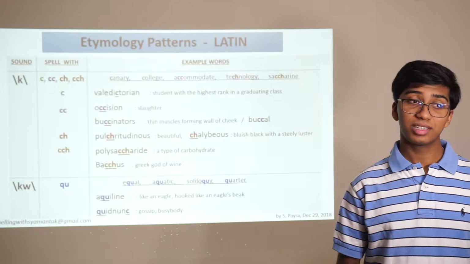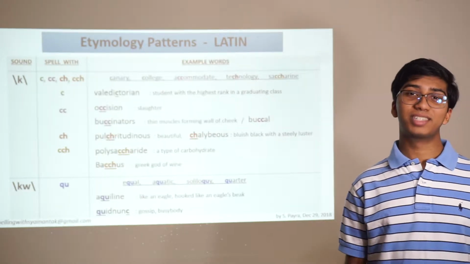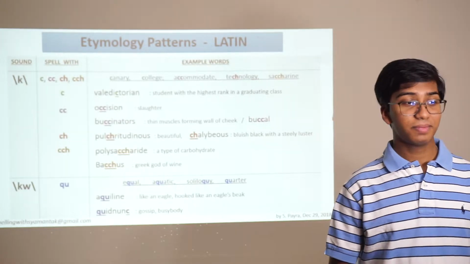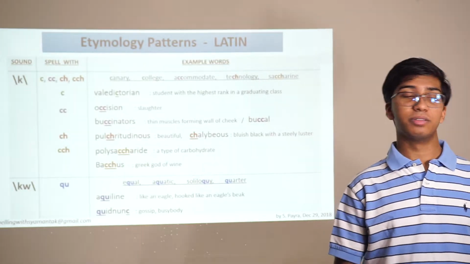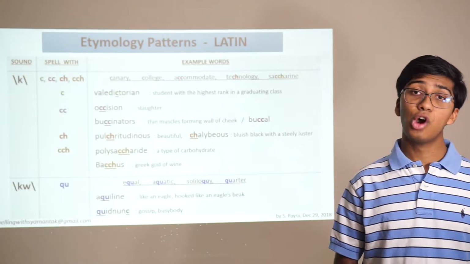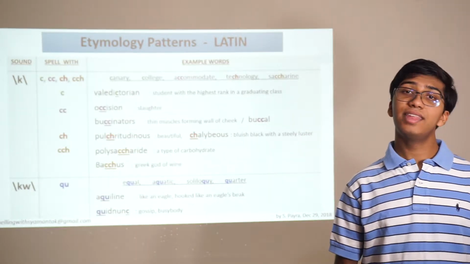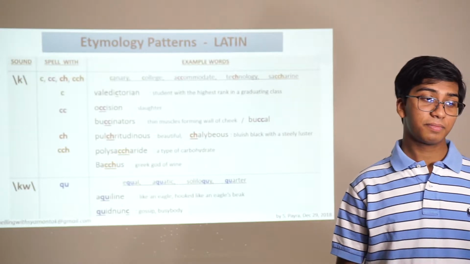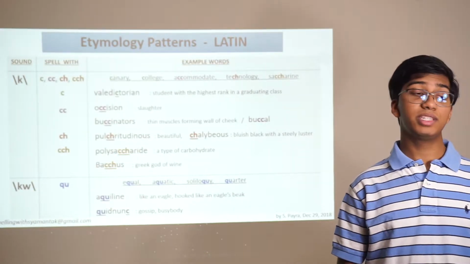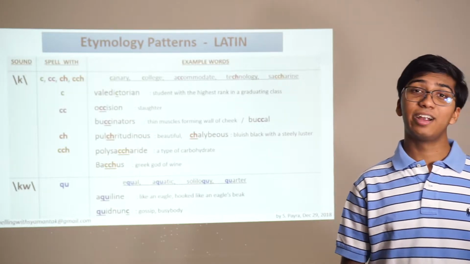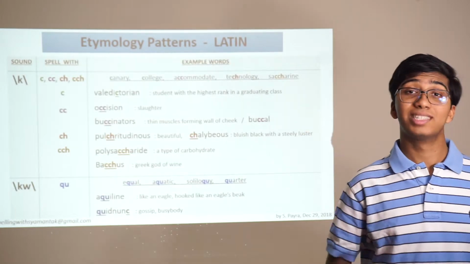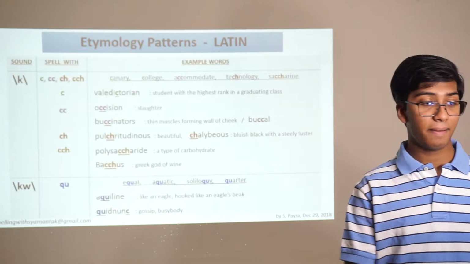And then to the Qua sound, here's where it gets a little bit more simple. Qua is almost always spelled with a QU, and then whatever other vowel the word wants. Aquiline means like an eagle, or hooked, like an eagle's beak. And that has a QUI. You also have the word quidnunc, who is a gossip, or a busybody. Notice there that the K sound, like just above, is spelled with just one C in the word quidnunc.